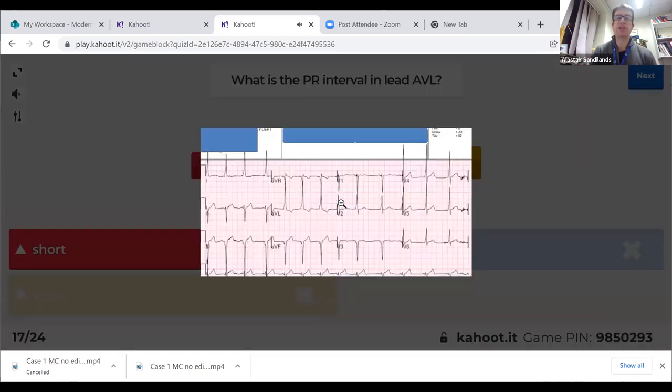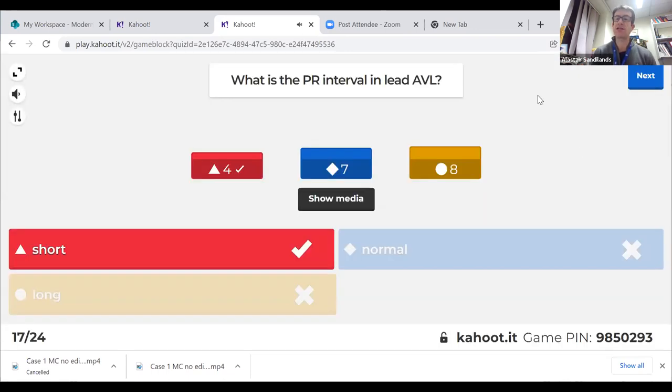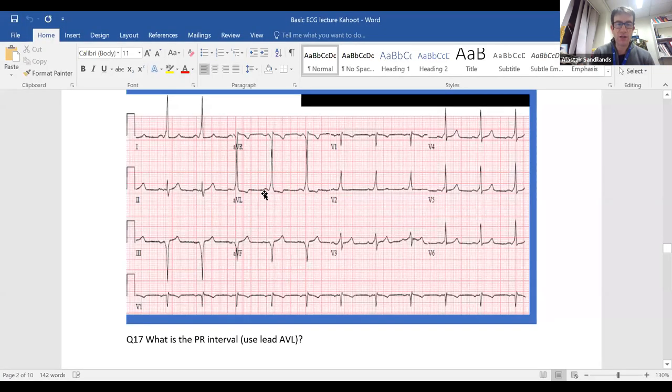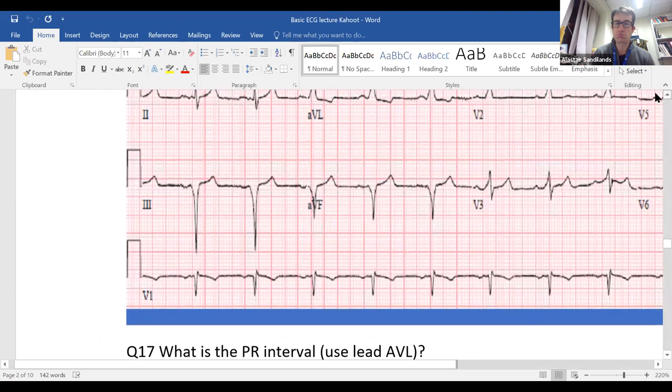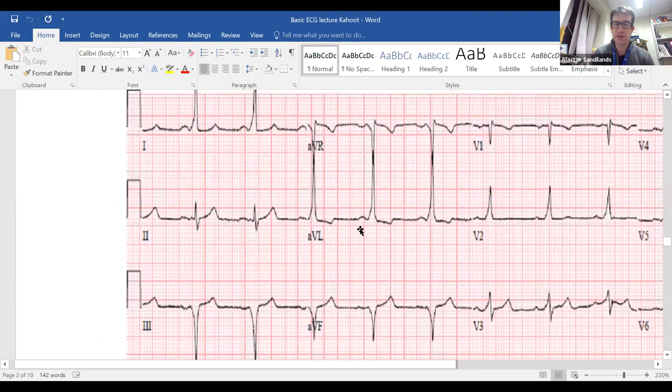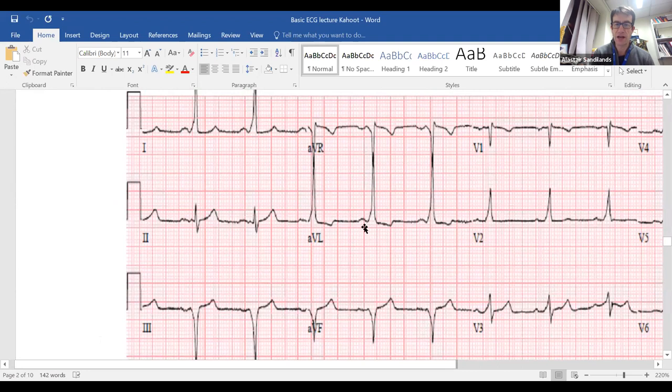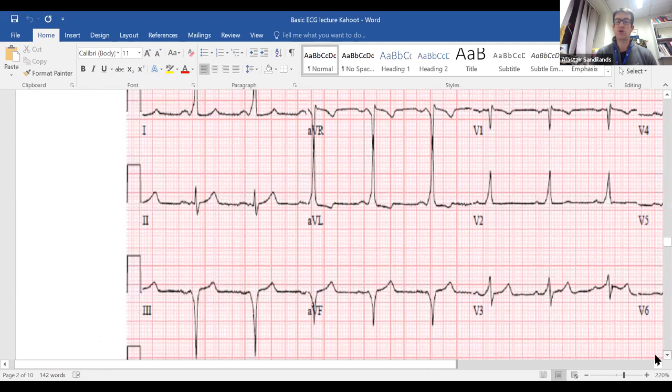Yeah, so it's a short PR interval. Let's go back to the ECG, it's probably easier to see. We're looking at lead AVL, from the beginning of the P to the beginning of the R. You can see that it's 1, 2, just less, about 110 milliseconds. It's less than 3 small squares, and that's short. And then you've got the delta wave to signify Wolff-Parkinson-White. So it's a short PR interval.